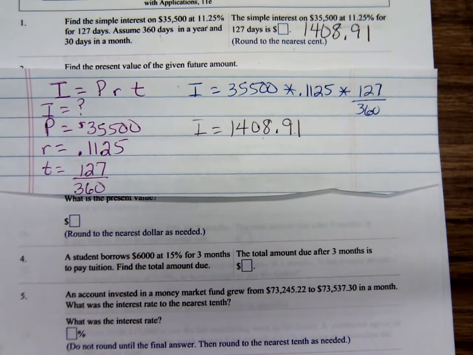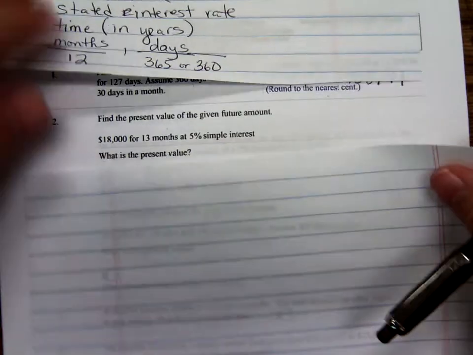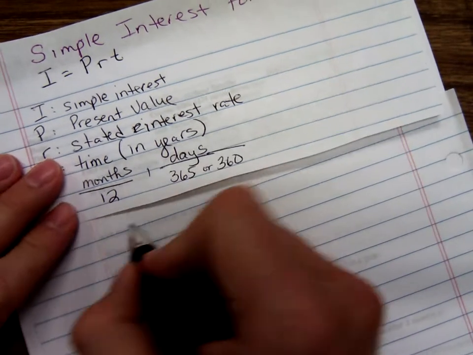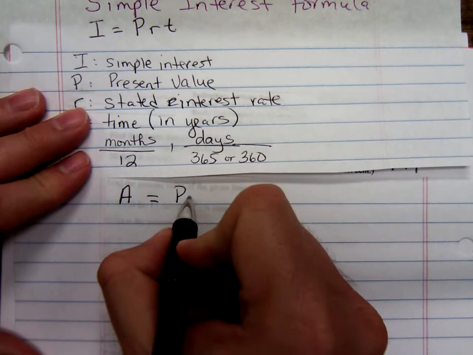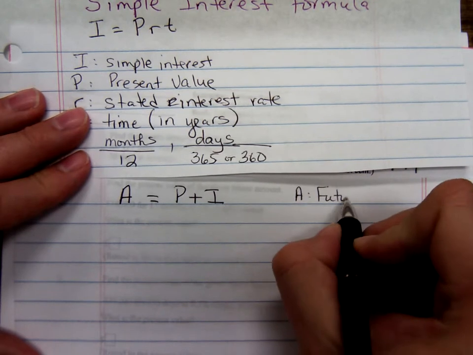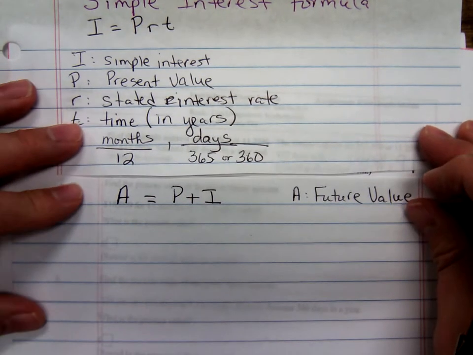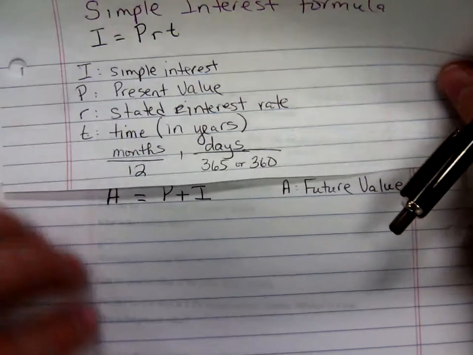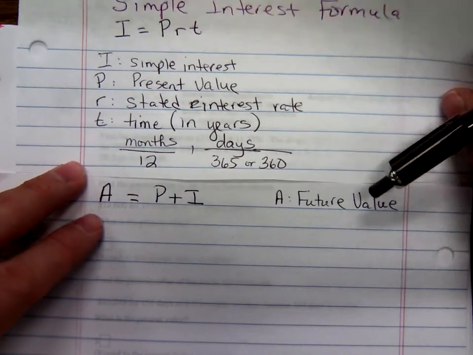I'm going to write a formula now for future value. There's some more formulas that go with these two here. A equals P plus I, where A stands for the future value. If you took out a loan today, a simple interest loan, this isn't like a car loan where you would pay money every month, or a house loan. This is if you just went and borrowed a small amount with the intention, I'm going to pay it all back in a few days.